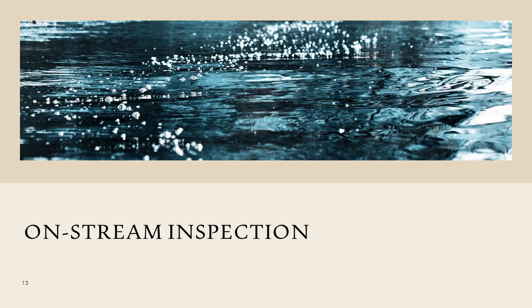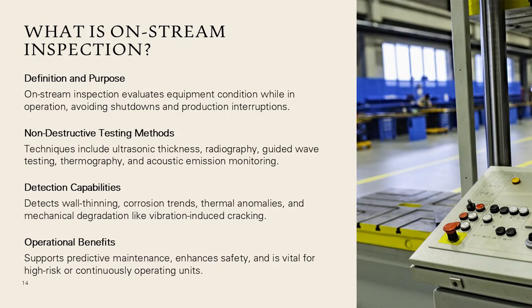What is on-stream inspection? Why perform on-stream inspection? Where on-stream inspection is performed, when on-stream inspection should be conducted, how on-stream inspection is performed. On-stream inspection involves evaluating the condition of equipment while it remains in operation and under pressure. This slide details the importance of performing inspections without requiring shutdowns, thereby avoiding production interruption.